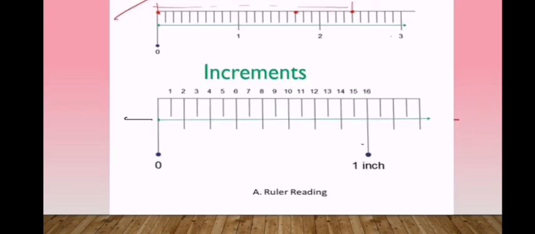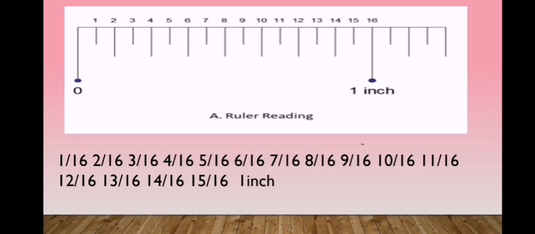The small lines that we see in a ruler also have a name. They are called the increment lines. In 1 inch, there are 16 increment lines, and these lines are equal to 1/16, 2/16, 3/16, 4/16, and so on and so forth until the 16th line, which is the 1 inch.